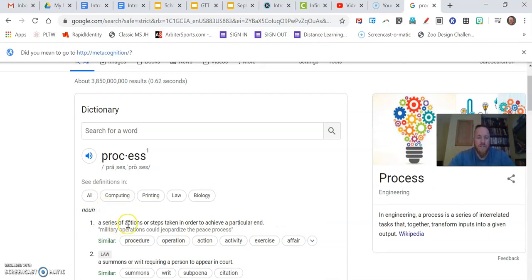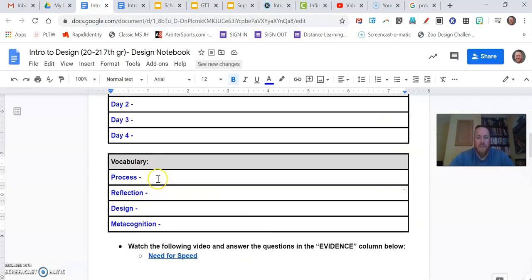So process: a series of actions or steps taken in order to achieve a particular end. Well, what does that mean to you? Well, I don't need to write this whole thing. Well, I think it's just steps, okay? Taken to achieve a particular end. Well, a particular end, I don't talk like that, but I might say to meet a goal. So maybe as I go back here and I'm writing my definition, I might write down for process, steps to meet a goal. That could be my definition. I want you to put it into your terms and your words. Don't just copy and paste. All right. So you're going to find those 4 definitions.